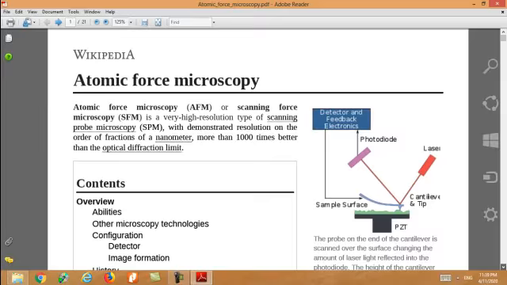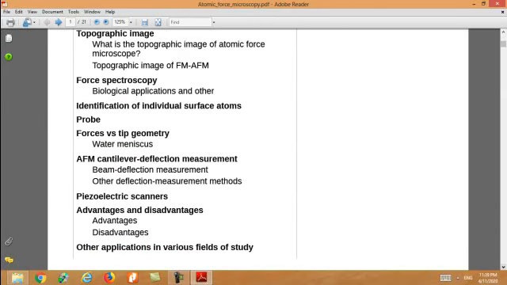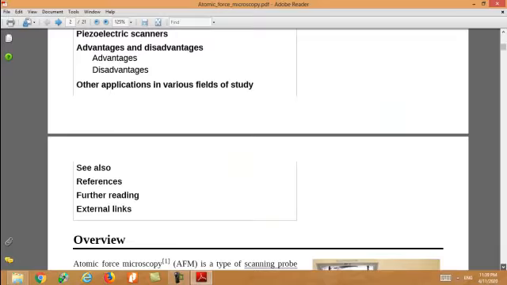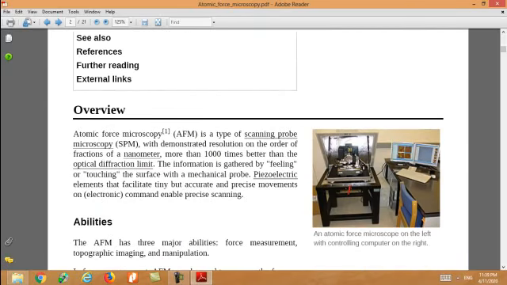Atomic force microscopy is a type of scanning probe microscopy. It is similar to scanning tunneling microscopy, which also depends on a probe tip. Both use a probe tip for imaging materials. The difference is that scanning tunneling microscopy is used for conducting material, while atomic force microscopy can image any sample, conductive or non-conductive.